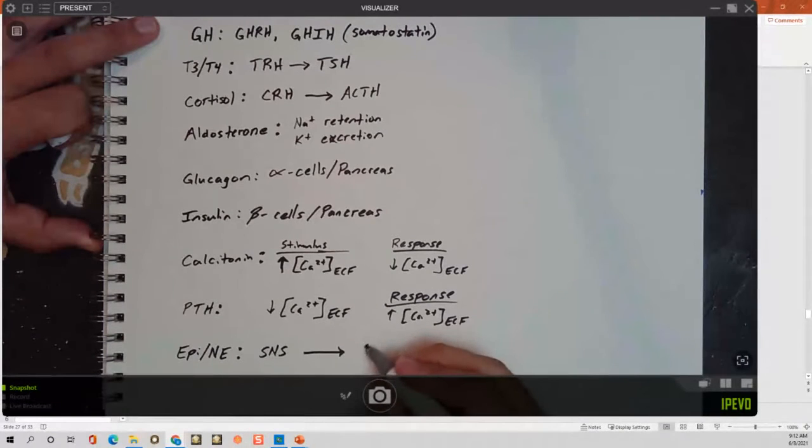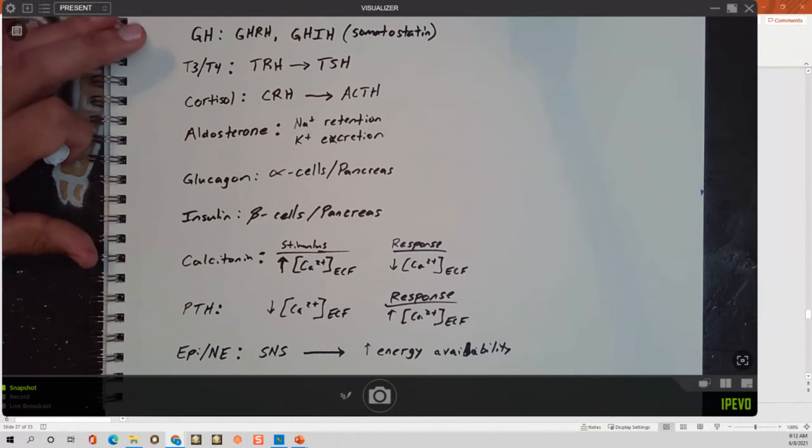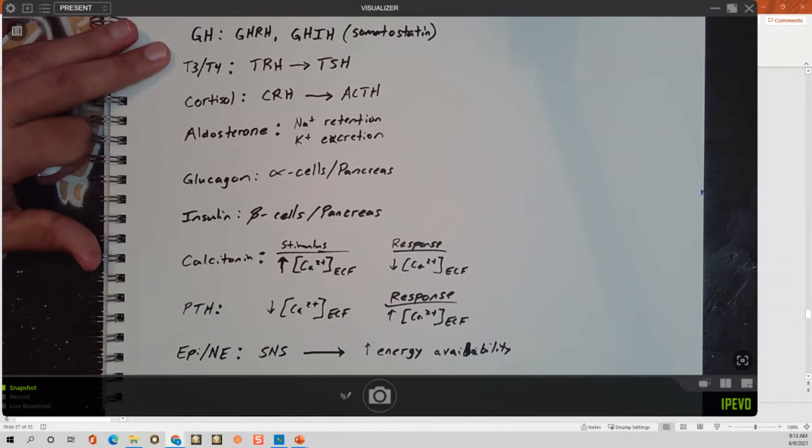So, increase energy availability. And I hope you're starting to understand this term a little bit better. Availability. Anyways, I hope you're starting to understand energy availability a little bit better, in that energy is ATP. ATP requires oxygen and glucose.